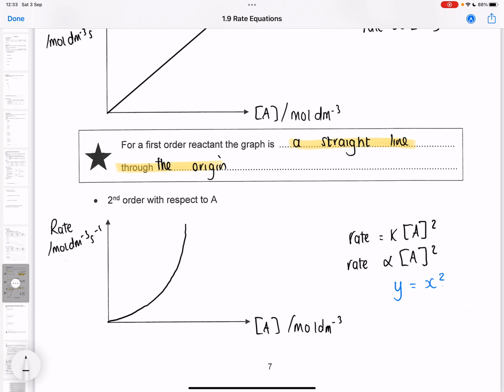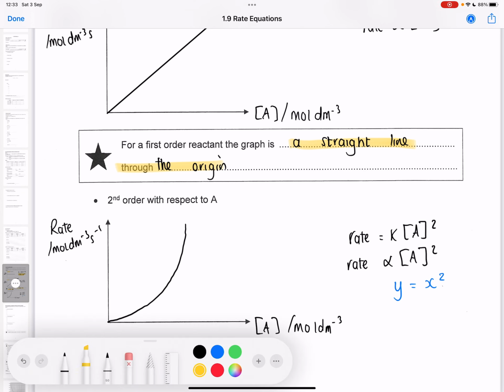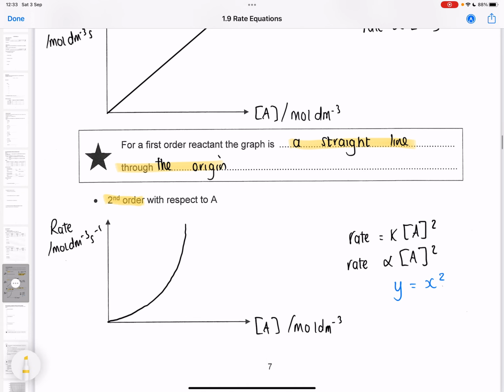Where if you double the concentration of A, then you're going to have a 2 squared effect on the rate, so it's going to go up 4 times. We've got the positive half of the y equals x squared parabola here. Okay, so we've got our 3 different orders and our 3 different shape graphs that we've got to be able to recognise.